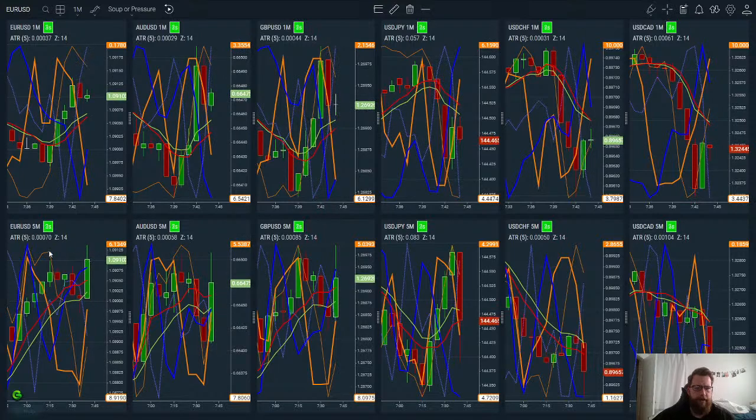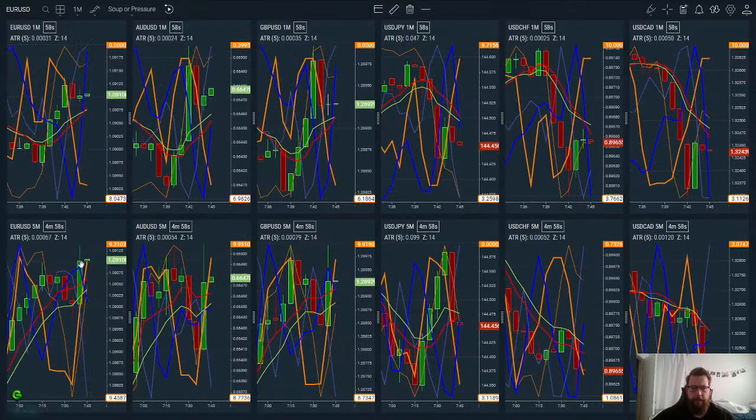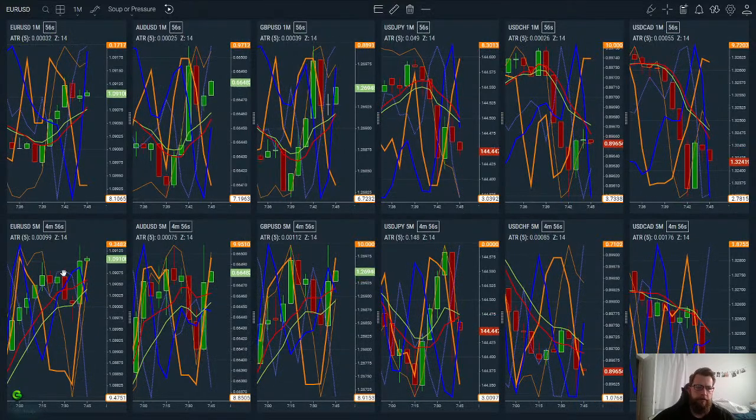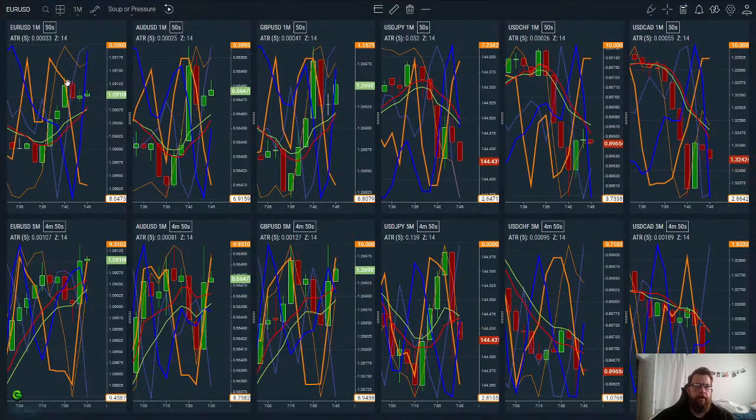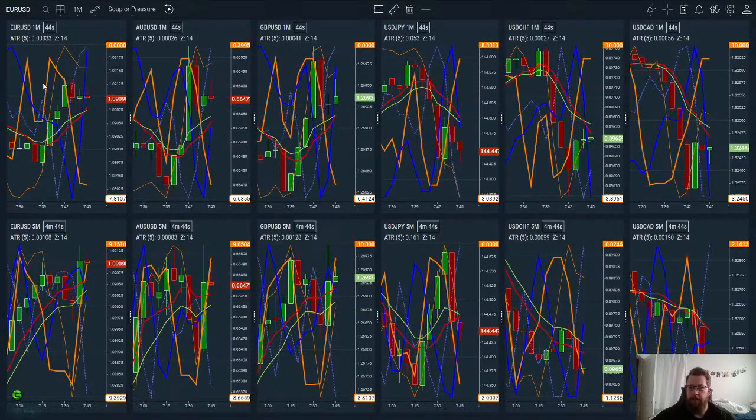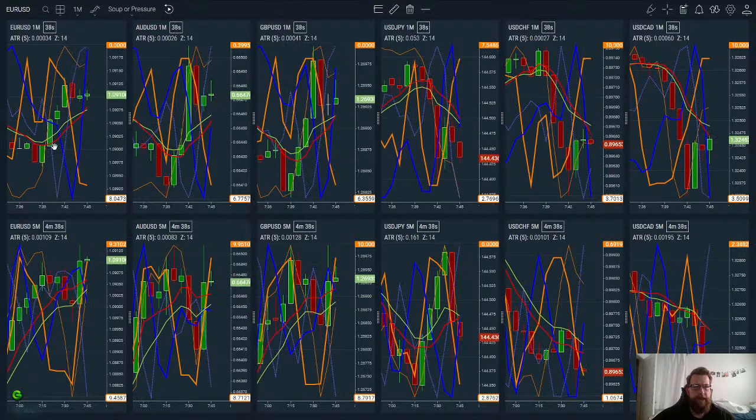So this is pretty interesting. So, rejection off the pressure. This could just keep going up. If we get a bar here that closes above the bodies of these candles, it could be an opportunity to go long. Basically making a higher high here.